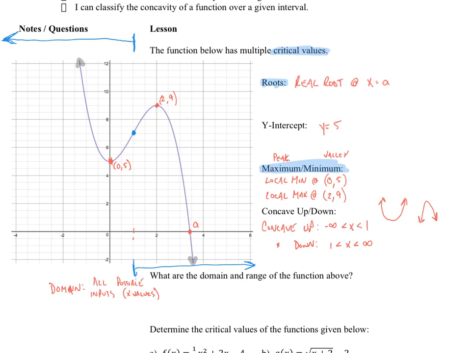I could put a negative 2 into this function too, right? Because these arrows are showing me that it continues forever, so it will eventually have a value at negative 2. Because of these arrows, this function exists everywhere in my domain. It exists for every single real number that my x values could be. So we'll say that our domain is all real numbers. That's what that means, all real numbers.